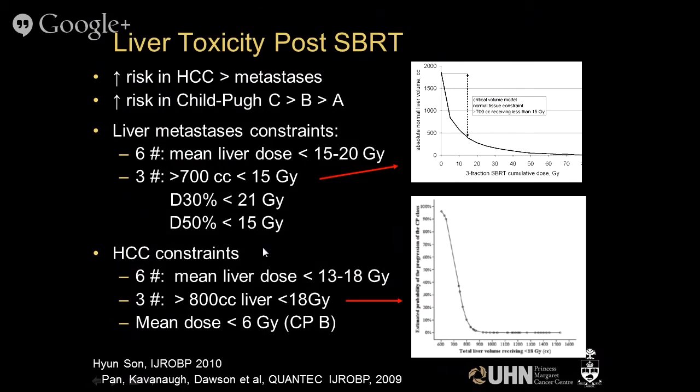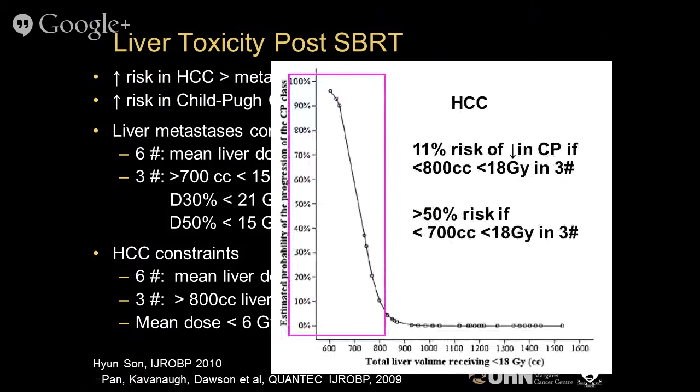For hepatocellular carcinoma, there are different strategies to avoid toxicity, but I'll highlight one recommendation, I guess, maximizing the volume of liver that is spared from radiotherapy. Even in patients where 700 cc receives less than 18 gray, there's an 11% risk of decline in Child-Pugh score, and a very steep increase in risk as that spared liver volume decreases modestly. So really we need to maximize or increase the volume of liver that is spared from radiotherapy. So the splash of low dose is probably important.